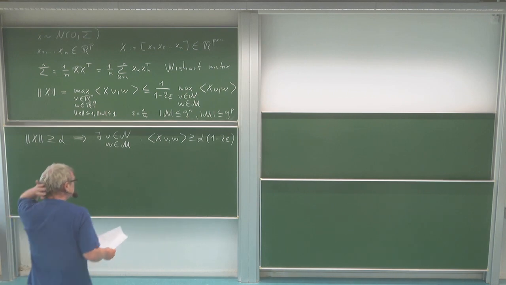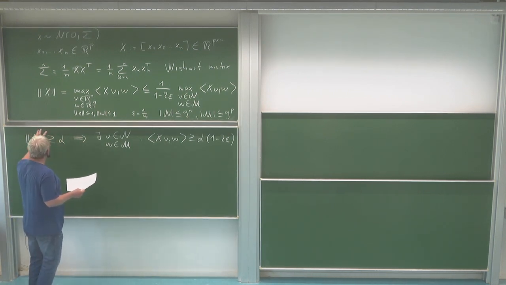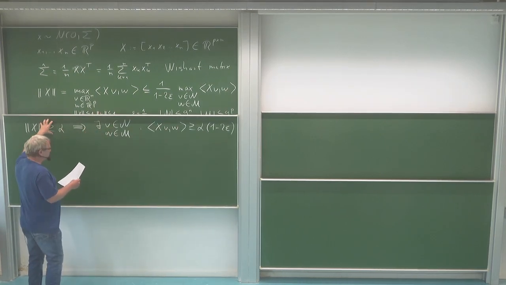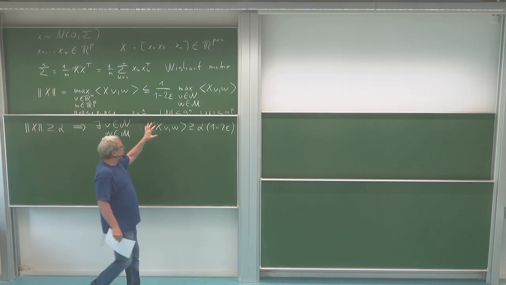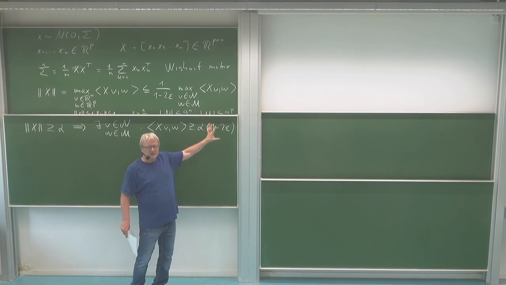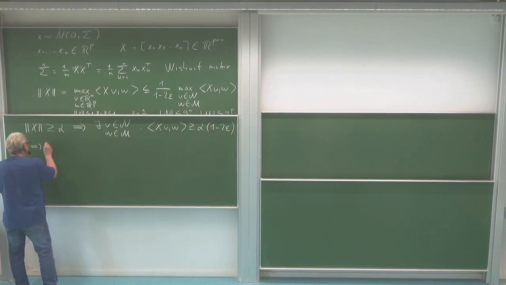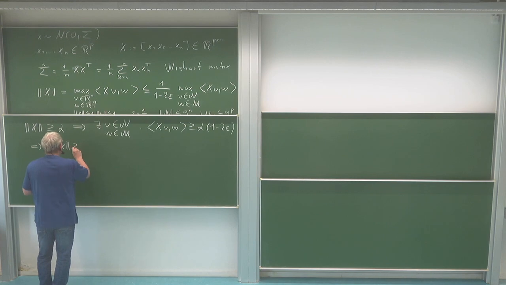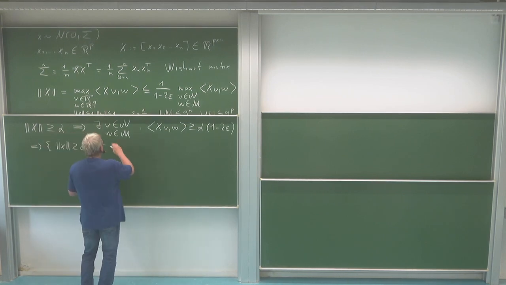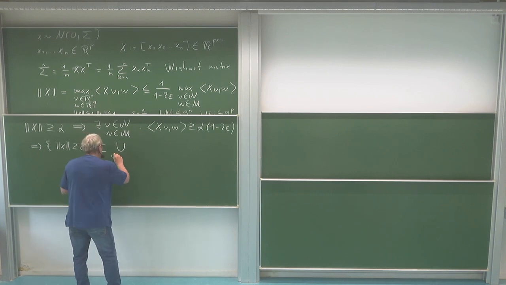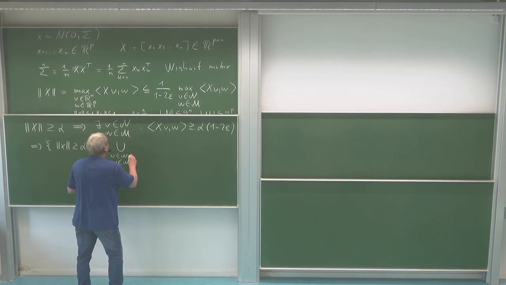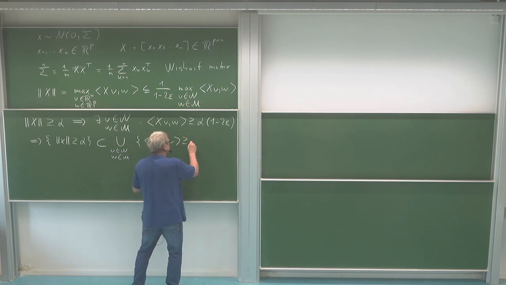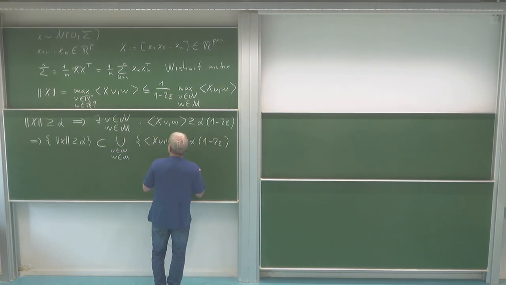Or maybe first of all, if we have this here, this allows us to reduce probabilities for this to probabilities for this. Namely, if this guy here is bigger than alpha, then it must be in one of those sets for which this happens, so it must be in a union of those sets. So the situation where the norm of x is bigger than alpha is contained in the union, running over my nets, of the sets where this x, v, w is bigger than alpha times 1 minus 2 epsilon.